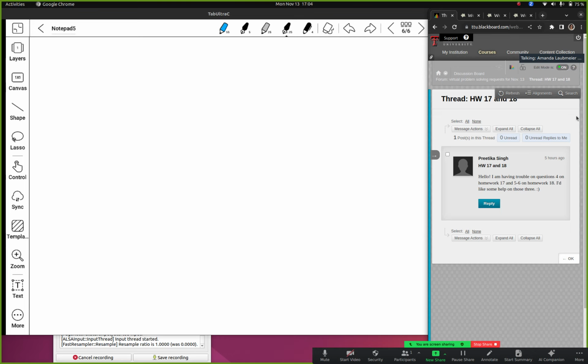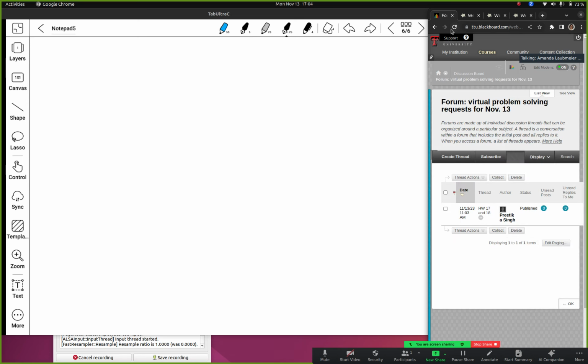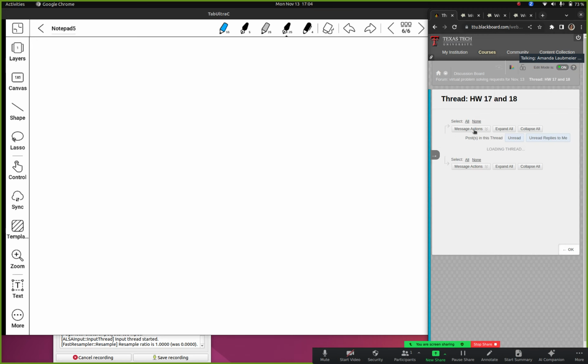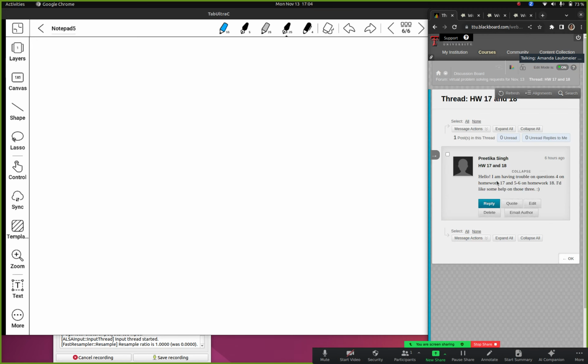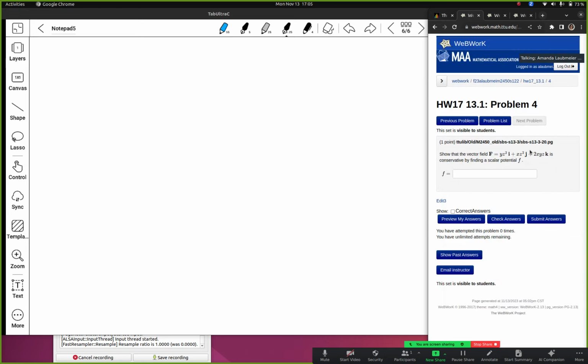So this is the problem solving session for November 13th. There was one post, I'm just refreshing it to make sure that's still true. Okay. One post to the forum asking about 3 different questions. Problem 4 on homework 17, and then problems 5 and 6 on homework 18. So I'm gonna start with homework 17, problem 4.